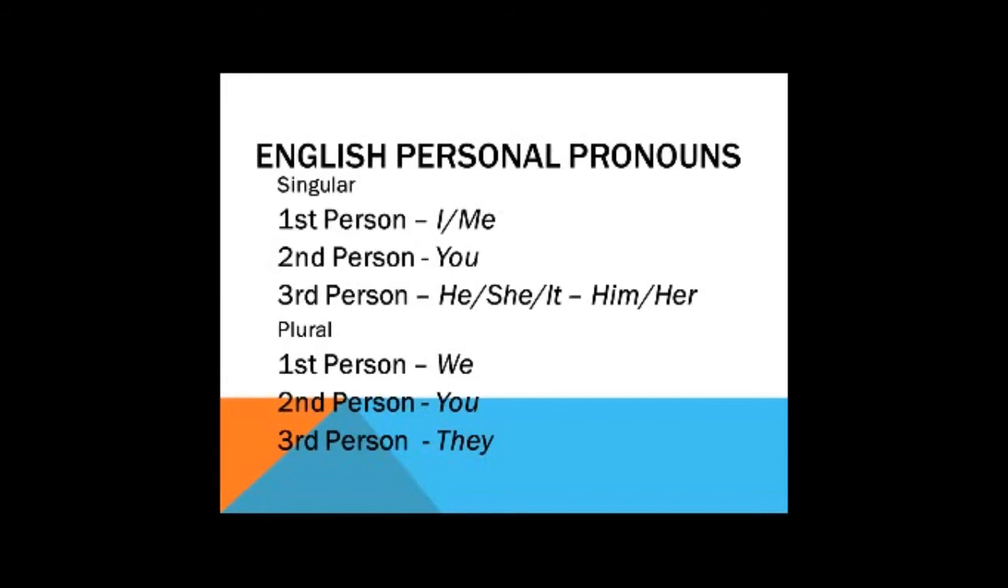So in English you have in the singular for first person I or me, second person you, third person he, she or it, or him or her, the form you use depending on whether it's a subject or the object in the sentence. And then you've got your plural forms.